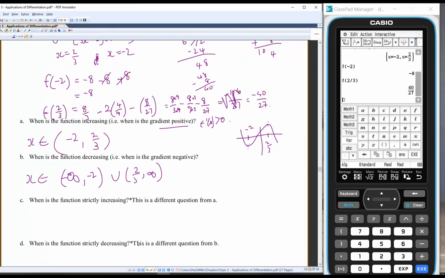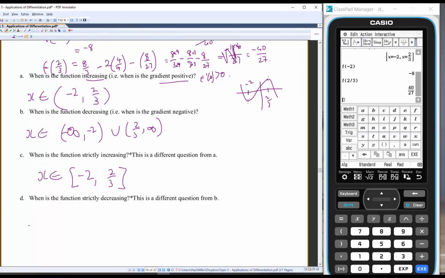Now, different question, when is it strictly increasing? Well, strictly increasing means given any 2 points over this section here, -2 to 2/3, if you take 2 points and put them in, what you'll find is that one will be larger than the other, and that also includes these endpoints or the 0 gradient points. So what we do for strictly increasing is we include those square brackets there. So it's important to really carefully read the question. Increasing functions, or when f dash x is greater than 0, we don't include the endpoints, but for strictly increasing, we do include those endpoints.